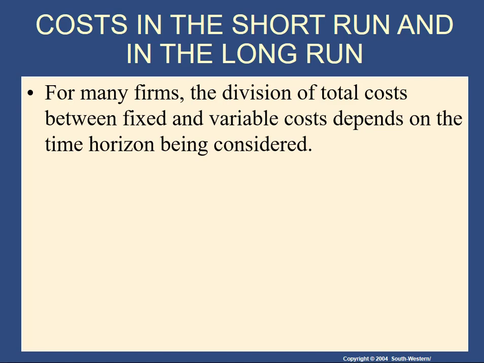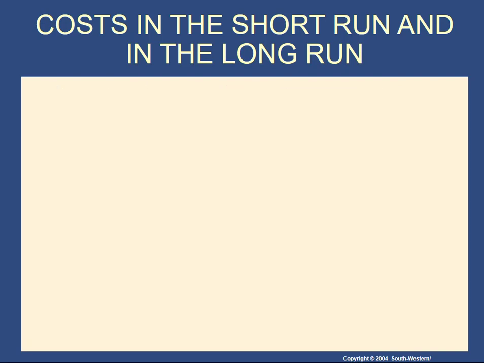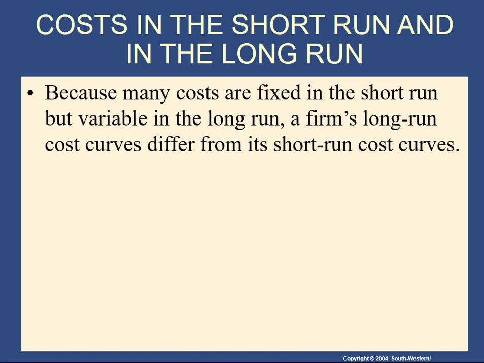So it depends upon the planning horizon whether or not we're in a short run or a long run scenario. So in the short run, some fixed costs exist because we have some fixed inputs, like a factory, for example, that we can't vary in size. But in the long run, those fixed costs become variable costs, and we only have variable costs in the long run. So our total costs and our variable costs are the same in the long run. So because many of these fixed costs in the short run exist, but they're variable in the long run, the firm's long run cost curves are different from the short run cost curves.